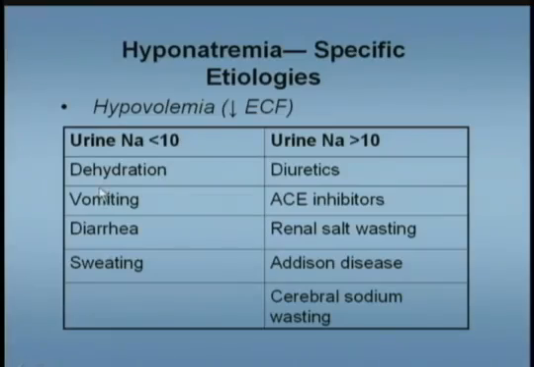Now, dehydration, vomiting, diarrhea, sweating, these are all reasons that you're intravascularly volume depleted, and the body wants to retain volume. Part of how it retains volume is it retains sodium. So if you're dehydrated and vomiting and have diarrhea, your kidneys retain sodium as part of the way that you're going to retain volume. So the urine sodium is low because we want to retain sodium. Fractional excretion of sodium will be low.